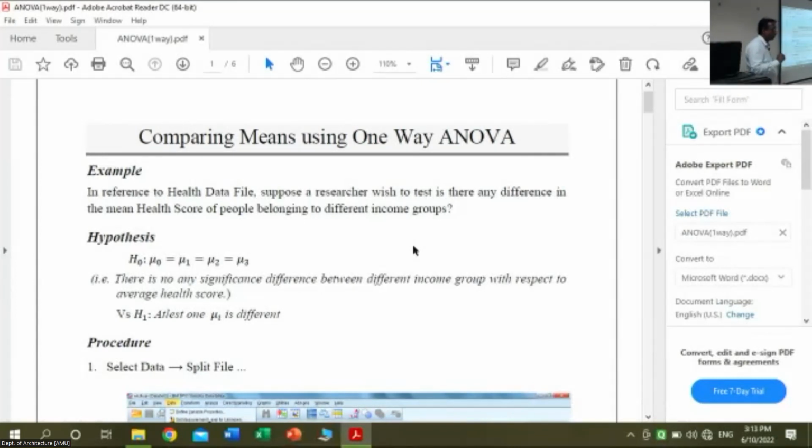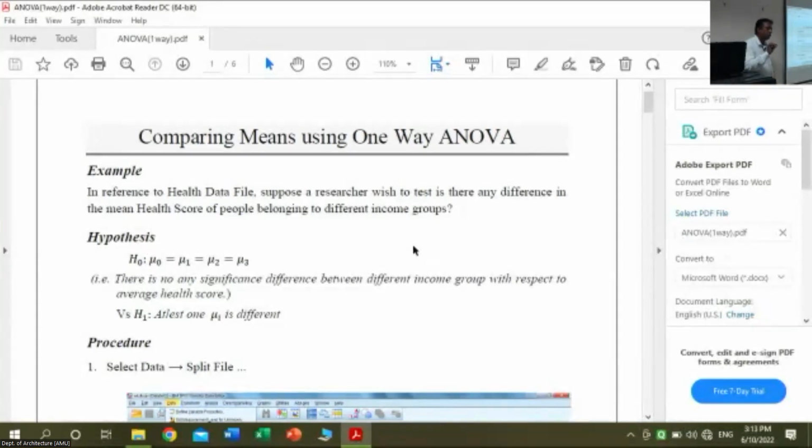So the first question is, suppose you observe there is some difference in mean health score with respect to the different income groups. Under H0, we say hypothesis of no difference. So under H0 we will state that there is no significant difference between the mean health of people belonging to the different income groups. When H0 is accepted, there is no problem, that means all the means are the same. But when H0 is rejected, there is a need for multiple comparison also.